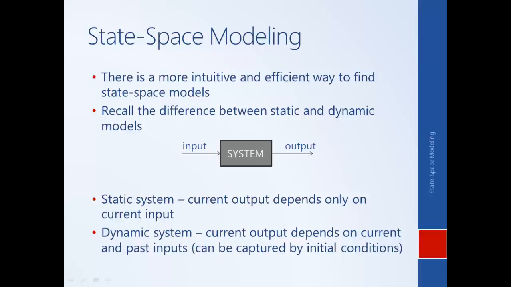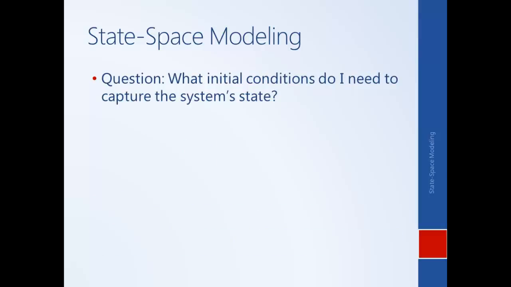And the state of the system basically captures that history. It captures all of those past inputs. And so the question is, what initial conditions do I need to capture the system state? What set of variables will capture all of the history that came before this instant?